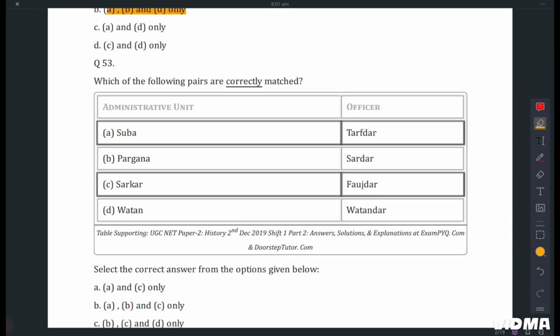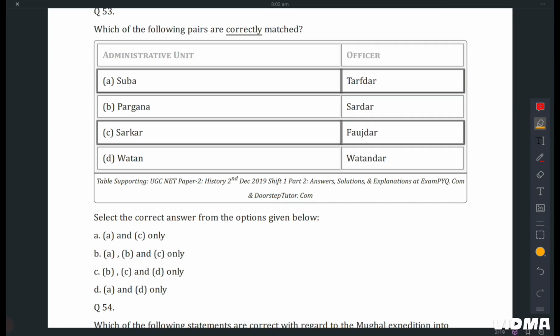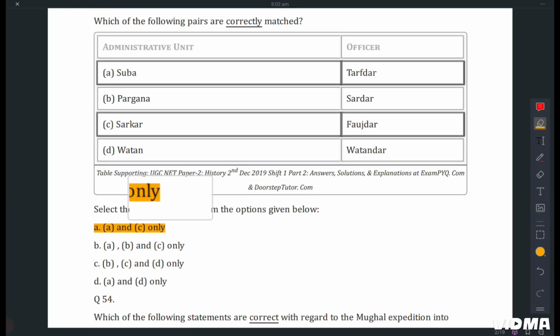Which of the following pairs are correctly matched? Suba, Tarafdar; Pargana, Sardar; Sarkar, Faujdar; and Watan, Watandar. So the correct answer is option A and C only. These two are correctly matched: Suba Tarafdar and Sarkar Faujdar.